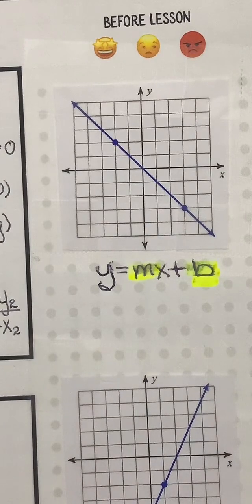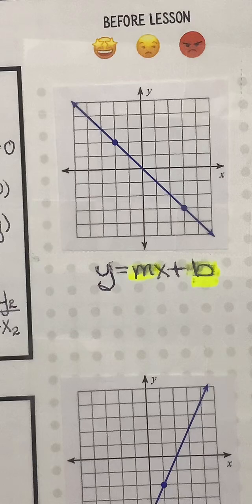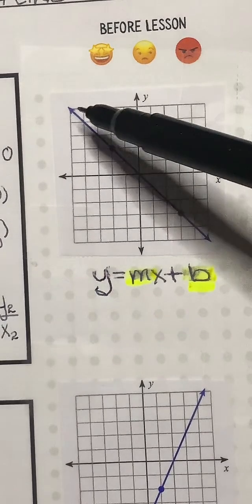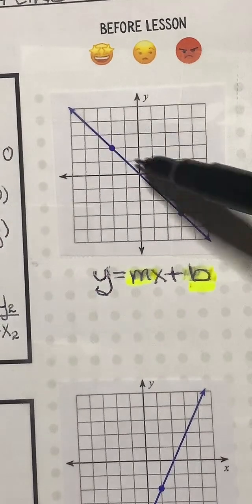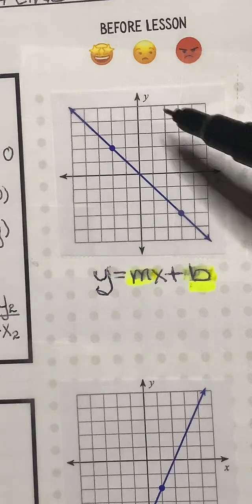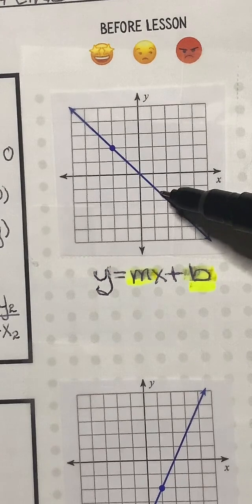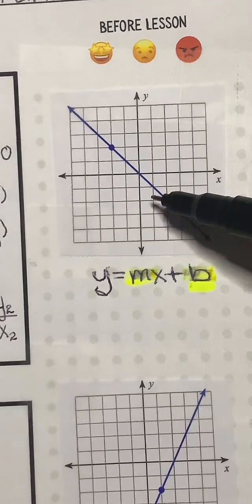So where do we start? We always start on the y-intercept. So where is this blue line, if you can tell the colors? It's a little dark in here, but this line right here is an actual blue line. Where is it crossing the y-axis? Where is this blue line crossing the y-axis?